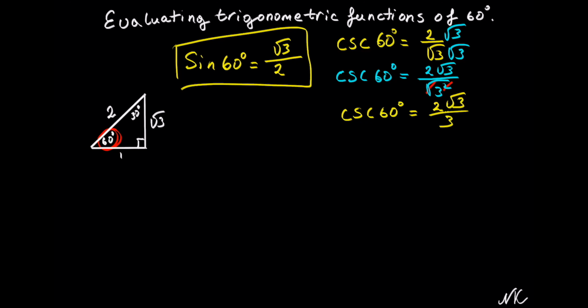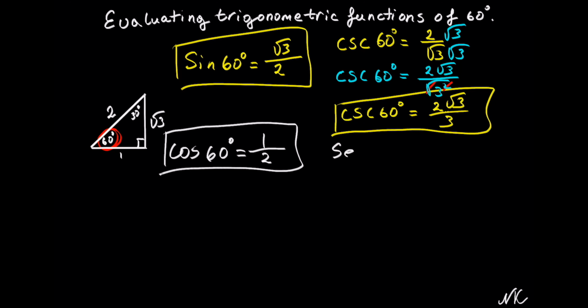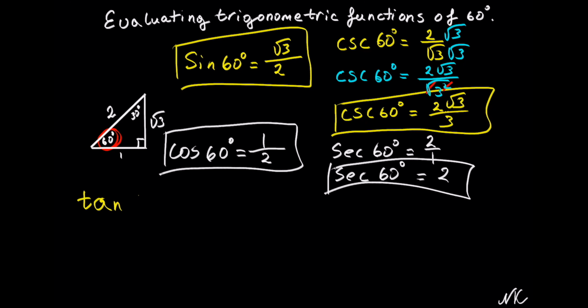Square root and a square will cancel, and we get cosecant of 60 degrees is equal to 2 radical 3 out of 3. Cosine of 60 degrees is the ratio of the adjacent side, in this case it's 1, to the hypotenuse, which is 2. So cosine of 60 degrees is 1/2. Once we have cosine, we can set up secant of 60 degrees, which will be the reciprocal of 1/2, which is 2 out of 1. So secant of 60 degrees is equal to 2. Tangent of 60 degrees is the ratio of the opposite side, and opposite to 60 degrees is radical 3, to the adjacent side, which is 1. So tangent of 60 degrees is square root of 3.